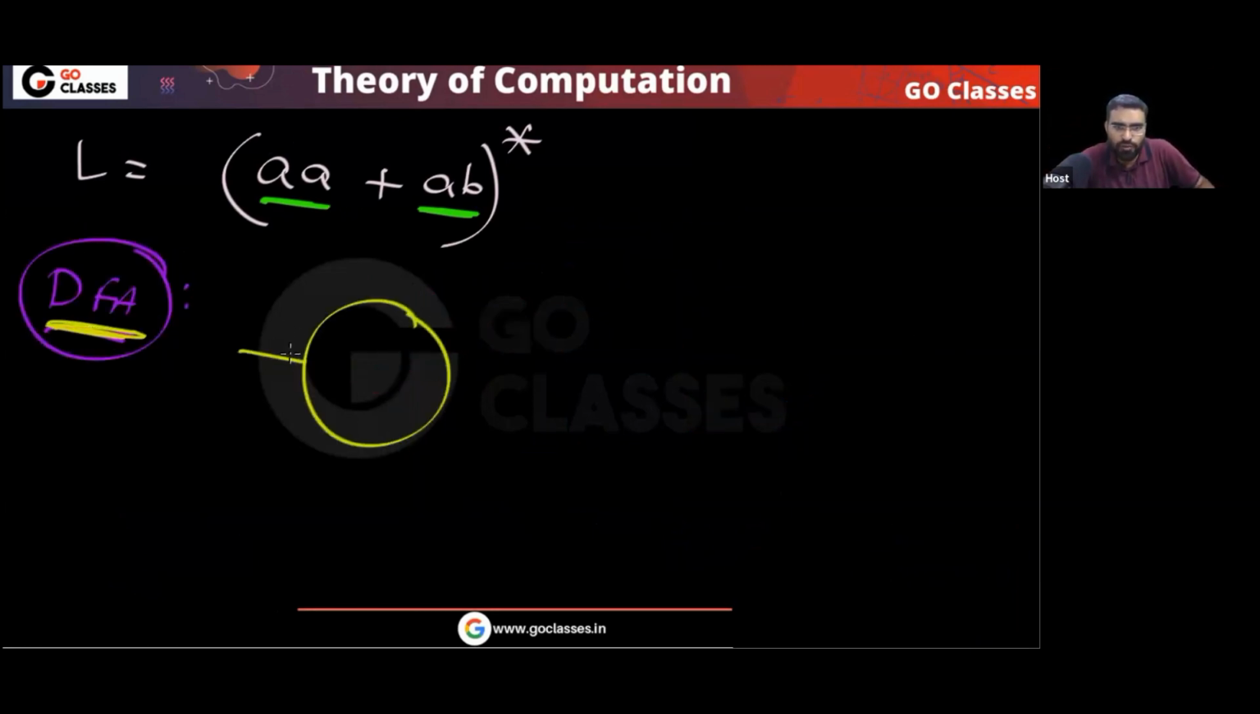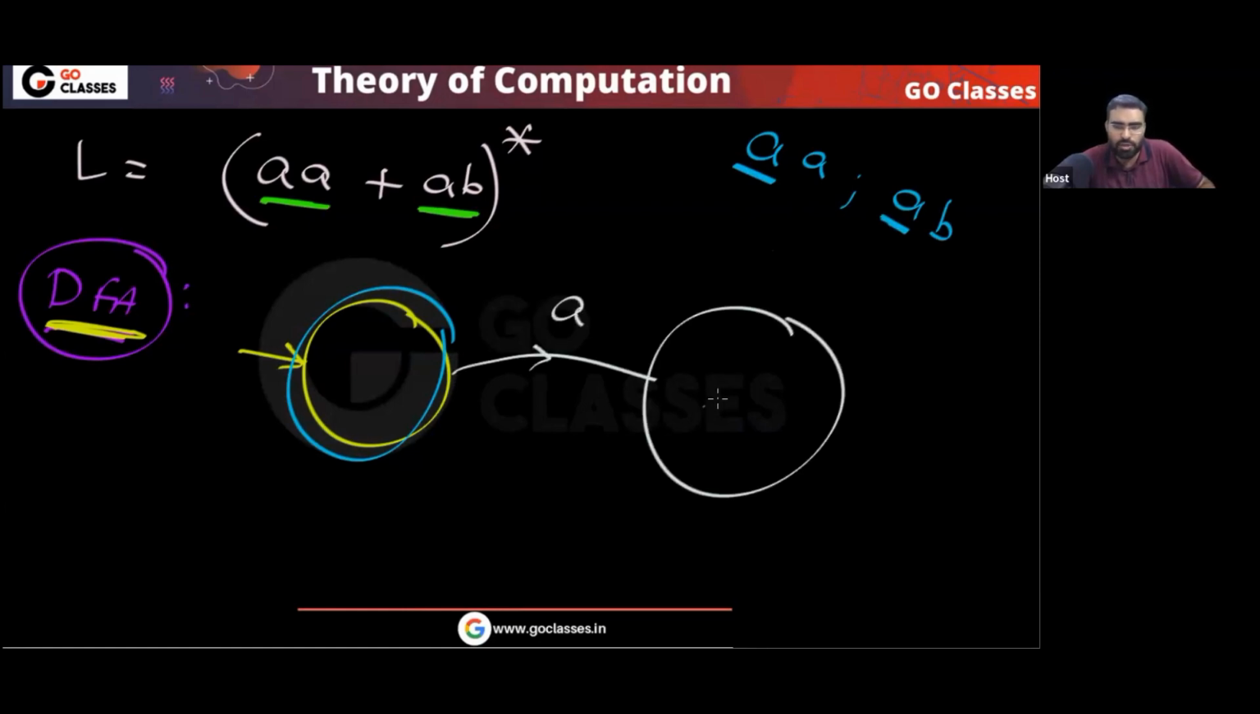So this is your initial state. Should the initial state in the DFA be final? Yes, because I want to accept the empty string. The idea is very simple. You can notice either I want AA or I want AB, but the first symbol is always A. Now, the second symbol should be either A or B.